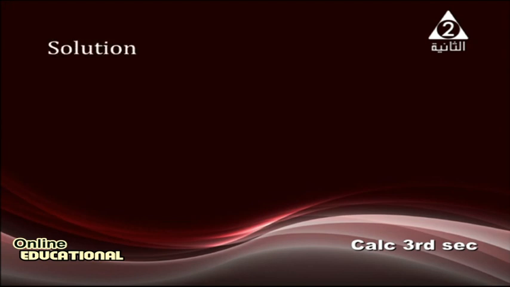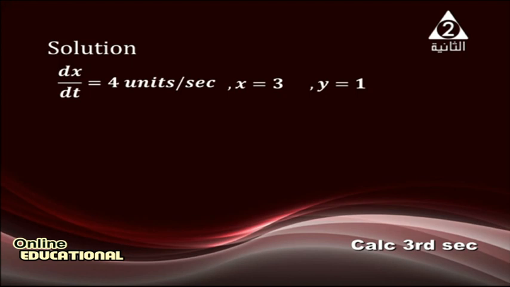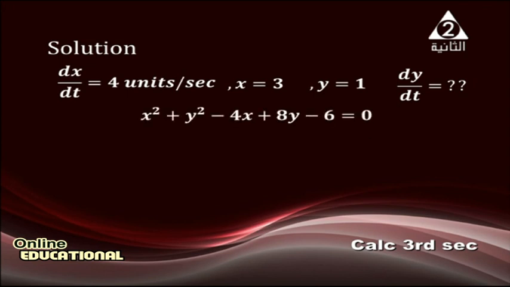Now we have dx/dt equals 4 units per second. At the point (3, 1), x equals 3 and y equals 1. What is the derivative or the change of its y coordinate with respect to time, which is dy/dt? Now we have the relation x² + y² - 4x + 8y - 6 = 0.